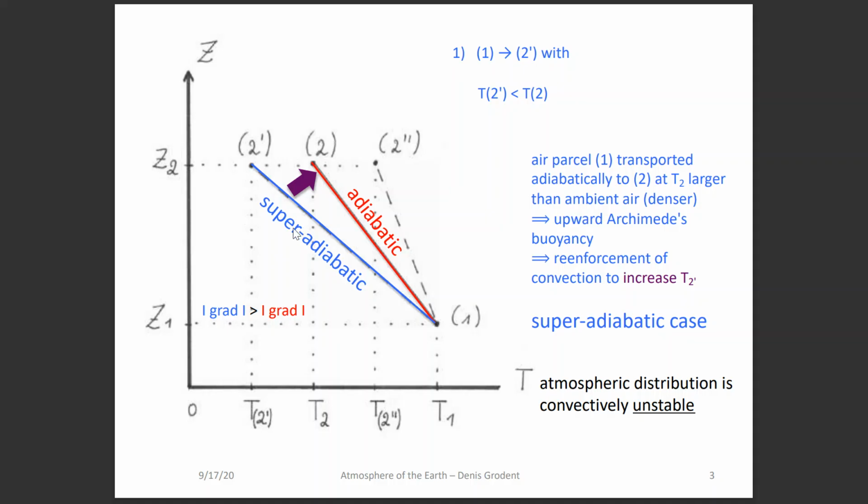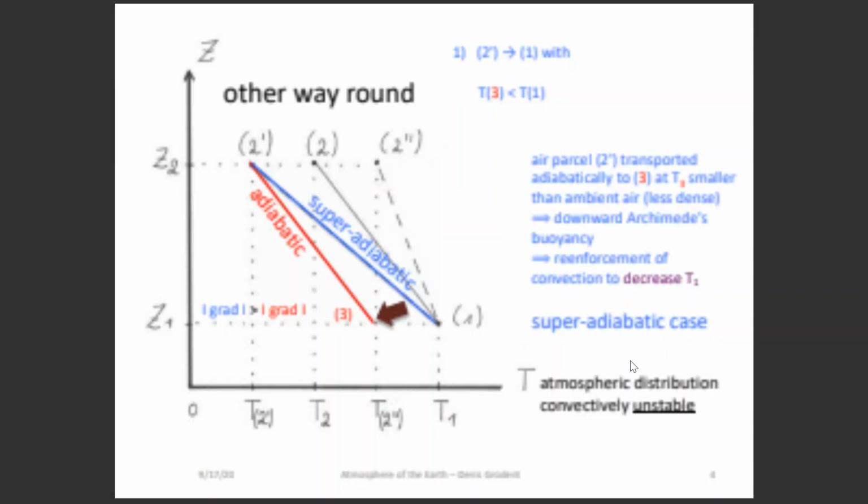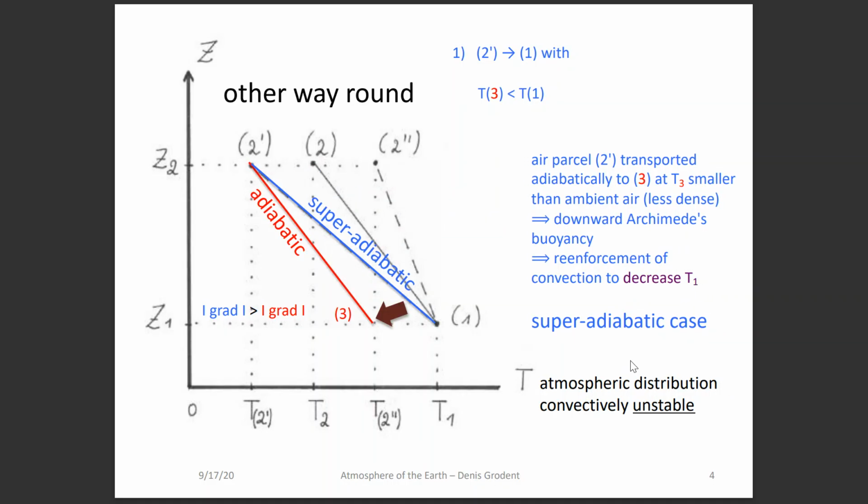This will make the adiabatic curve follow and increase T2 prime to T2. So we are going back to the adiabatic case. In this case, we say that the atmospheric distribution is convectively unstable. On the other hand, we can do exactly the same.